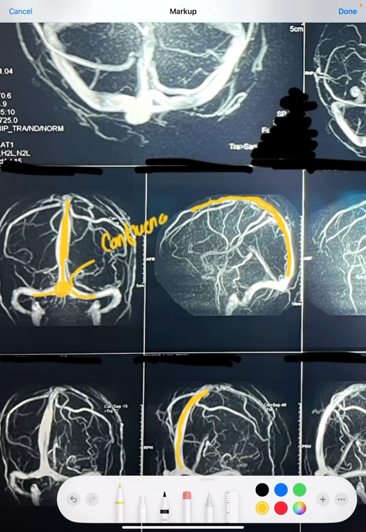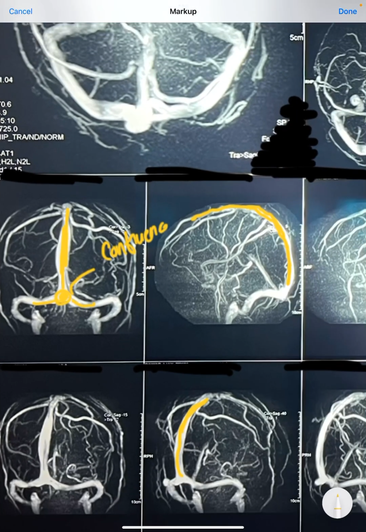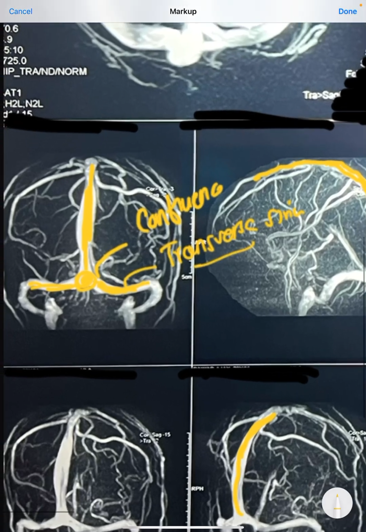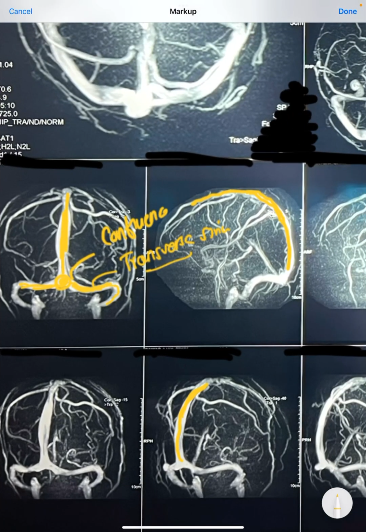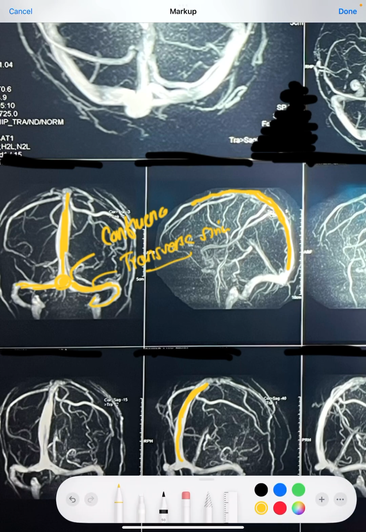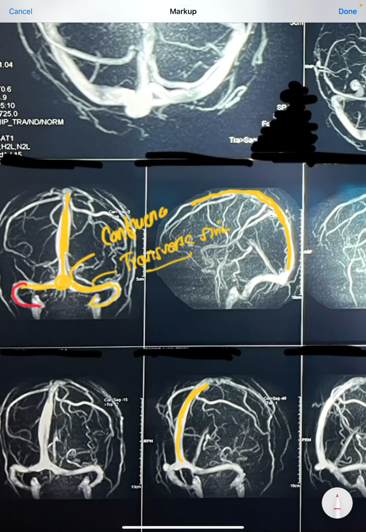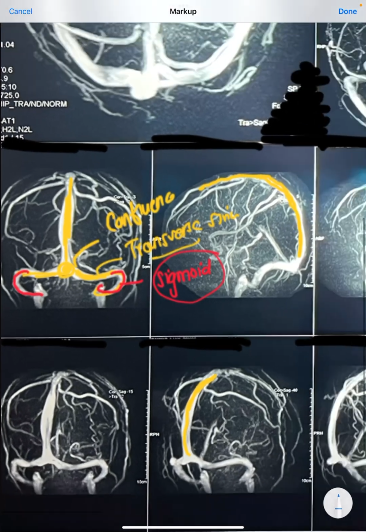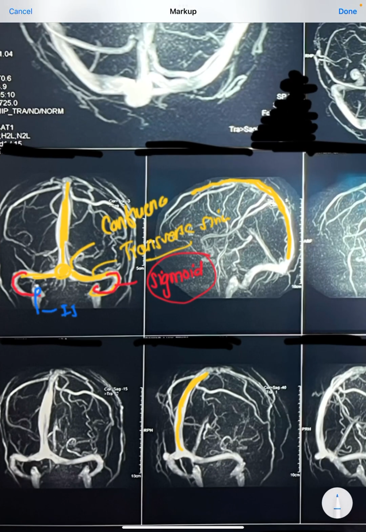From this confluence arise two transverse sinuses, because they are transversely placed. So this is the transverse sinus. And this transverse venous sinus continues as an S-shaped sinus, which we call the sigmoid sinus because it is of S or sigmoid shape. And then this sigmoid sinus continues as the IJV, that is the internal jugular vein.